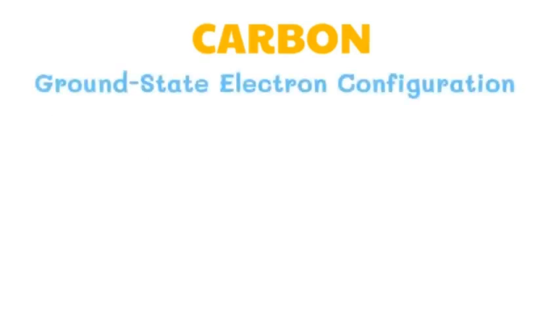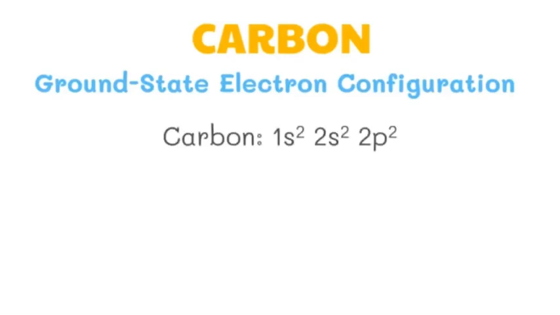The ground state electron configuration of an atom is a description of the orbitals that the atom's electrons occupy. The carbon atom with electron configuration of 1s2, 2s2, 2p2 has 4 electrons in its valence shell or outer shell, while hydrogen with electron configuration of 1s1 has 1 valence electron.